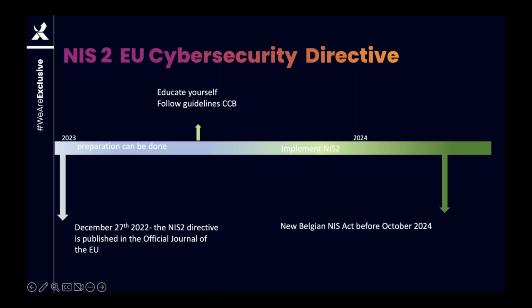Every member state has time until October 2024 to make sure it's part of their national legislation. This is still not the case, so there's nothing definitive at this point. However, the CCP's advisory role gives you a very good idea of what companies will need to do to be compliant. So again, take this time, educate yourself. We still have some time left, but it's good to start right now.